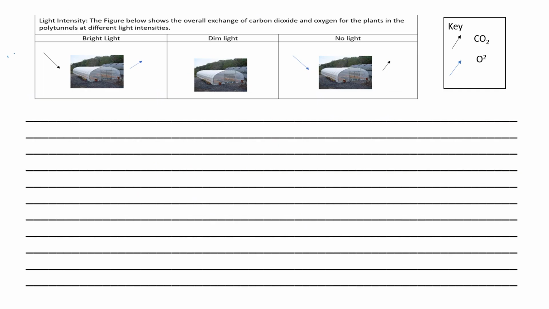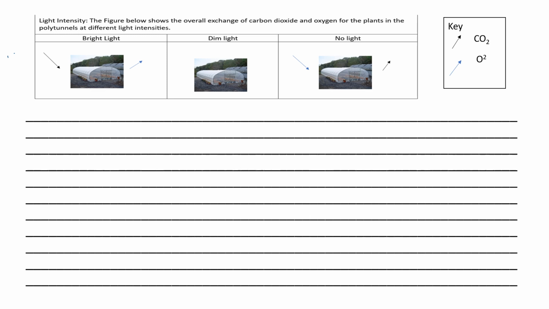Quite often, photosynthesis and respiration are put together in one question, and so I've selected this one that assesses your knowledge on both of those processes. Just like the last one, you need to look at the visual information given, and that will help you answer the question. The overall question asks you to explain the exchange of gases in the polytunnels in each of the three conditions.